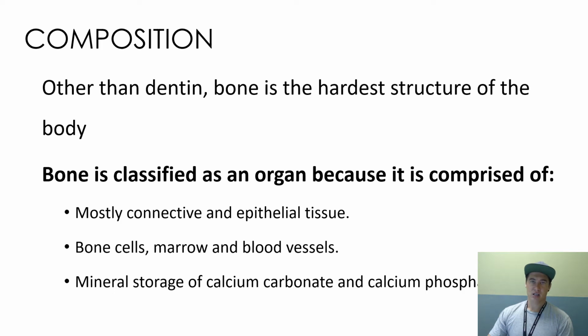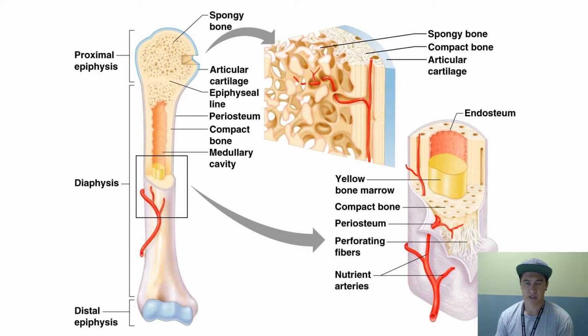Other than dentin in your teeth, bone is the hardest structure of the body. It's classified as an organ because it's composed of mostly connective and epithelial tissue. It has bone cells, it has marrow and blood vessels. It's also a mineral storage of calcium carbonate and calcium phosphate. Here is a diagram of a classic long bone structure. So you'll need to be able to lay all this on a diagram.